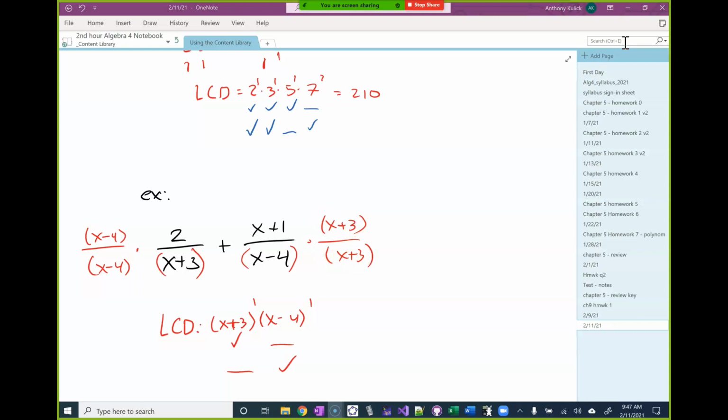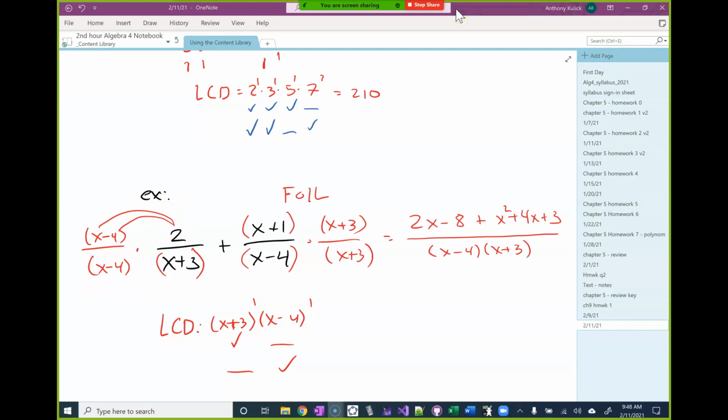So far, so good. Combine our numerator now. So I have an x squared. 2x and 4x is 6x, and negative 8 and positive 3 is negative 5. And then the denominator, I have to check at the end to reduce. I would need to factor the denominator anyways, right? So the denominator you really can just leave in a factored form the whole way through. Okay, so the addition is done.